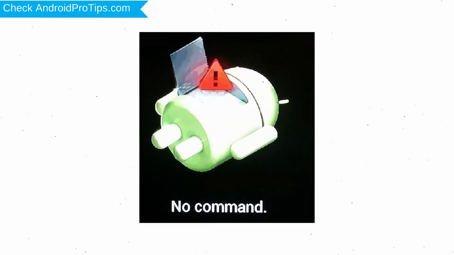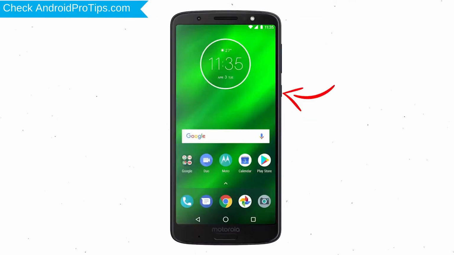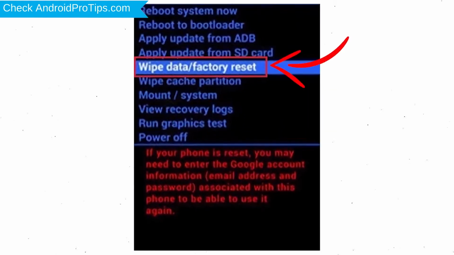Afterward, you will see an Android exclamation mark. Then, while holding down the power button, press and release the volume up button. Choose the option to wipe data and factory reset, with the volume buttons to select and the power button to accept.